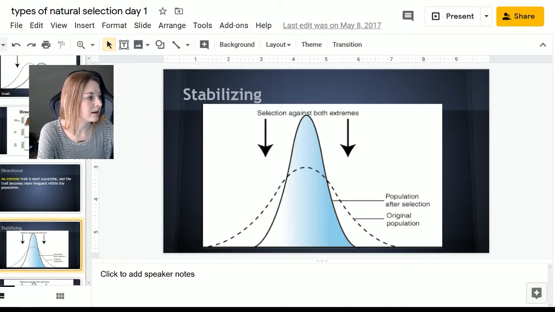Our next type of natural selection is called stabilizing. So again, we're looking at that bell curve. And in this case, instead of an extreme, so before we were down here and we said that it was good to be tall, in this case, it's good to be average. And so you're going to see a spike in the population from those average traits. So it's not good to be super short and it's not good to be super tall. It's good to be right in the middle.